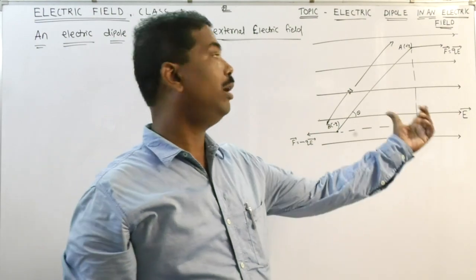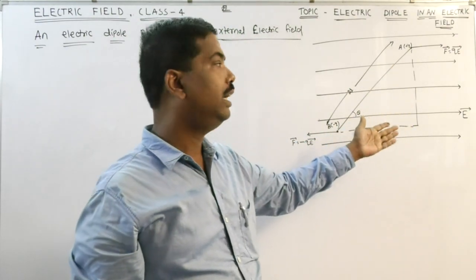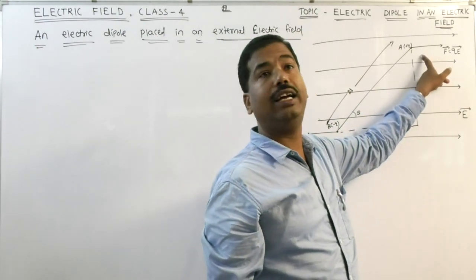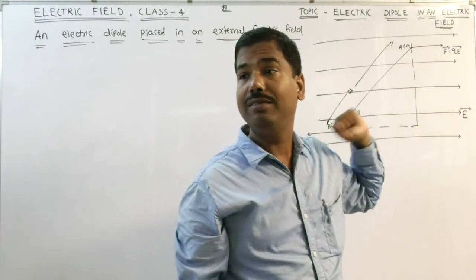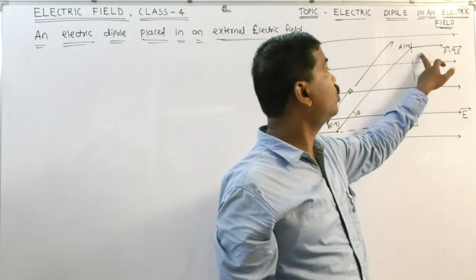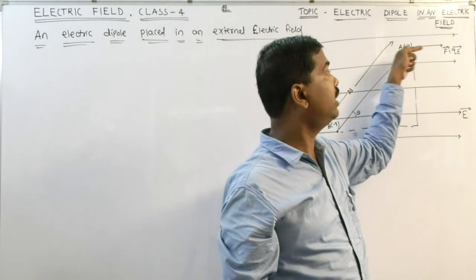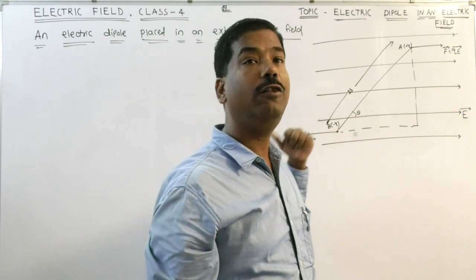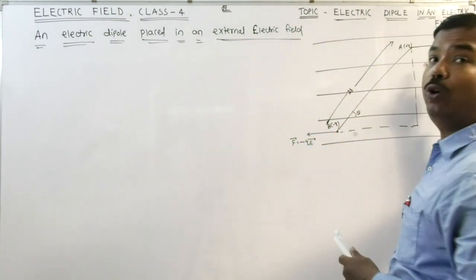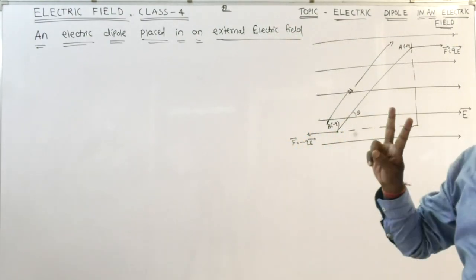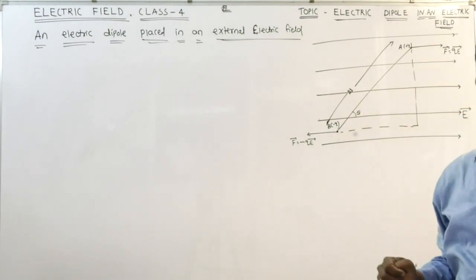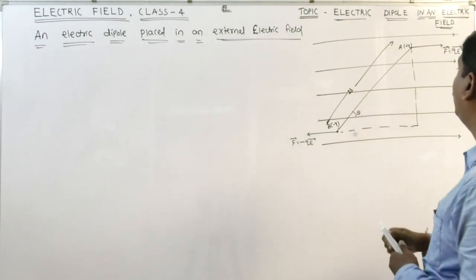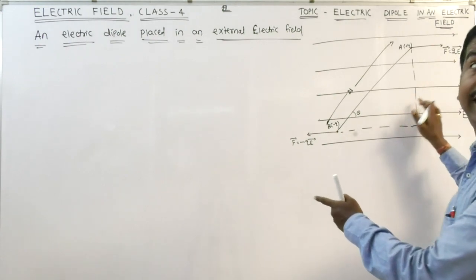Let us consider an electric dipole AB is placed in a uniform electric field of strength E vector. As we know that a dipole consists of two charges plus q and minus q. So plus q charge experiences a force along the direction of electric field, while minus q charge will experience a force opposite to the direction of electric field. Hence two equal and opposite forces are acting. But listen to me. In this case, what happens? The net force, here force is plus qE and here force is minus qE. So the net force is zero.